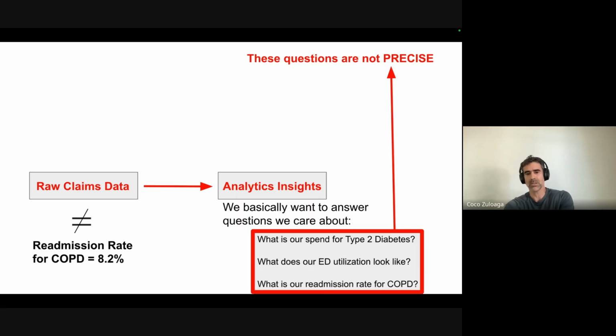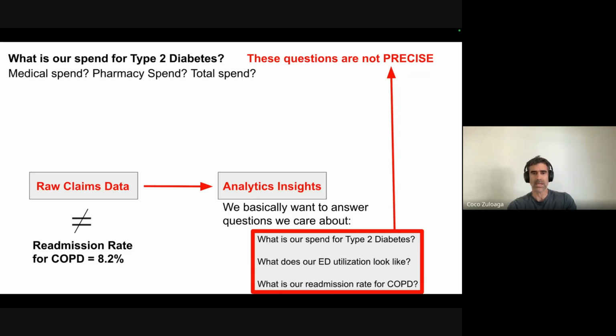Take a very innocent looking question like, what is our spend for type 2 diabetes? The amount of specificity we need to write a query against data to answer this question is crazy. First of all, do we mean medical spend, pharmacy spend, total spend? How do we define if somebody has type 2 diabetes? Do we look at the presence of certain diagnosis codes? If so, which ones? Do we look at the presence of certain medications being taken? If so, what are the drug codes corresponding to those medications?